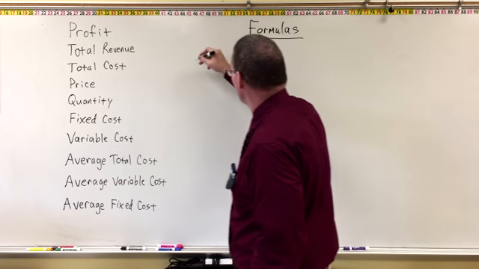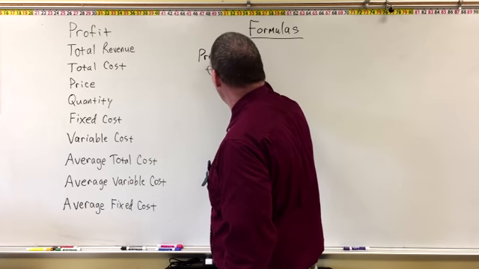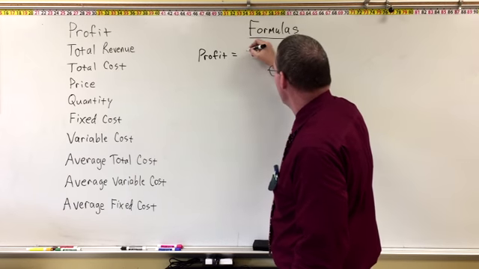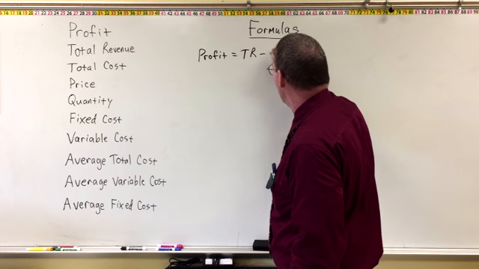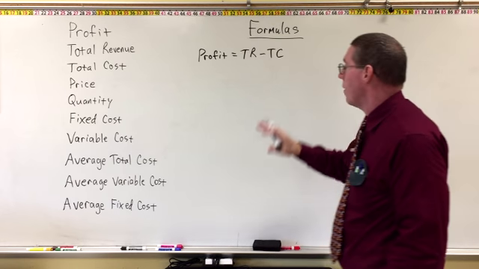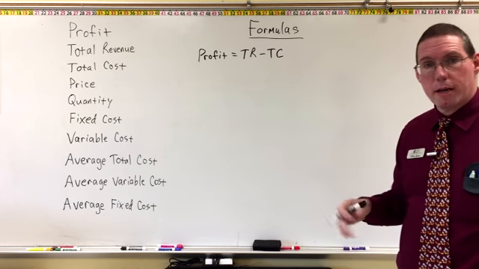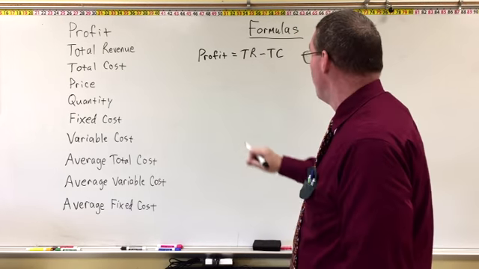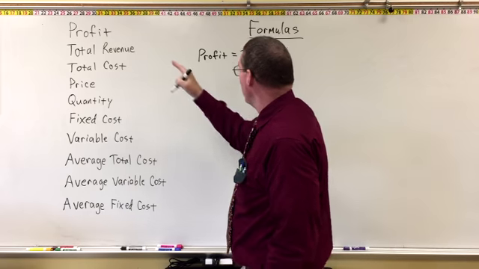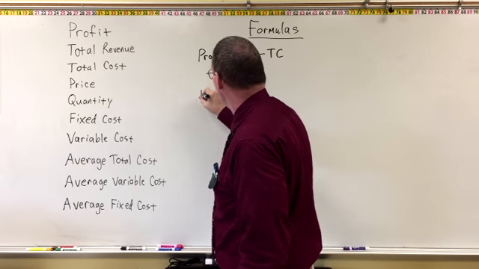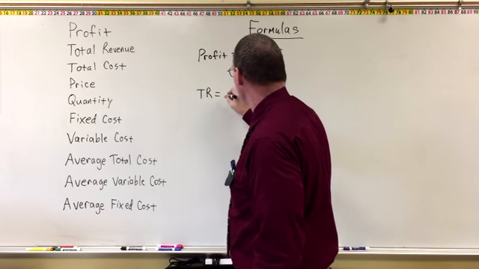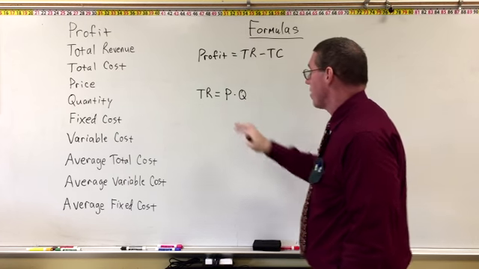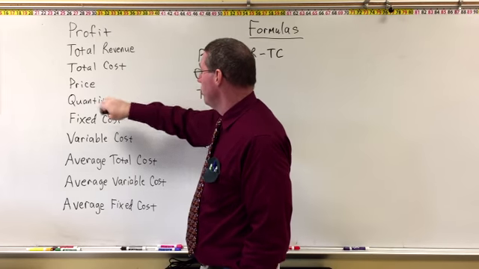What is profit equal to? Well, we know that the original equation, the profit equation that I gave you early in the semester, is equal to total revenue minus total cost. Okay? Now we're going to come back to this in just a couple minutes, so I can give you at least a second or maybe a third formula for profit. Okay? So now what did we say total revenue is equal to? Well, we know that total revenue is equal to price times quantity. That's the basic formula for total revenue.